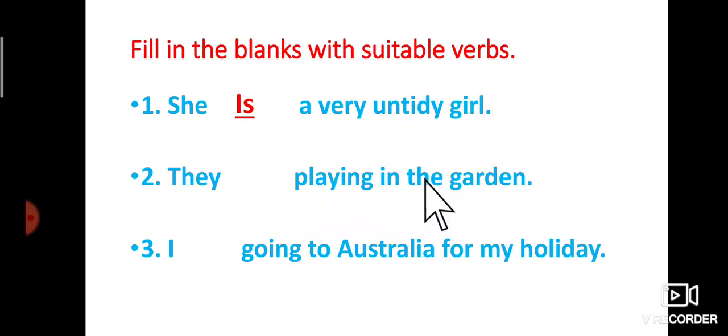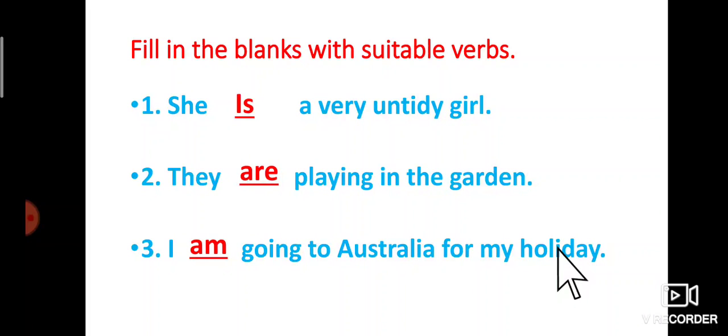They dash playing in the garden. Now they is pointing towards the plural form, and it is used for two or more persons. So they are playing in the garden. They is used for the plural form, and are is also used for the second person in the plural form. I dash going to Australia for my holiday. I is a pronoun used for the singular form, and the answer would be, I am going to Australia for my holiday.